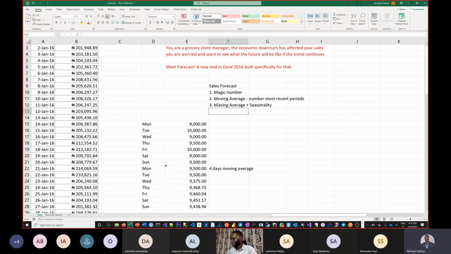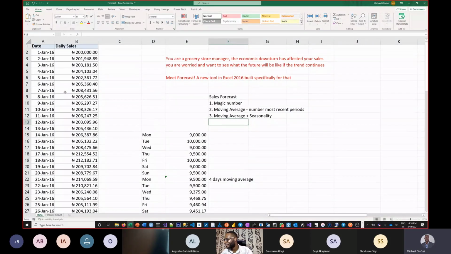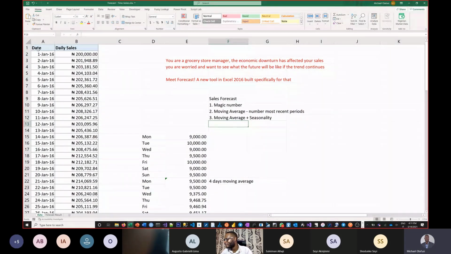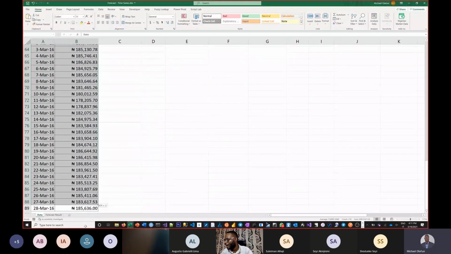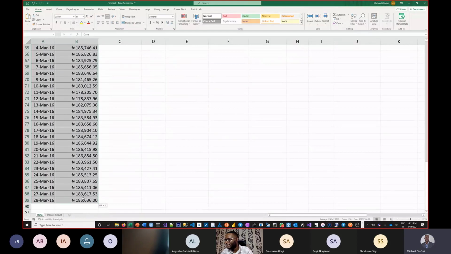So are we ready? I've started on a slow note, but now let's see how you can do this. If I wanted to do this without this tool I'm showing you, it would be difficult in Excel. You will be almost writing statistical programs from scratch, right? But since Excel 2013, Microsoft has made life easy for us. So I have sales going back the last 3 months. I want to forecast for the next couple of days.